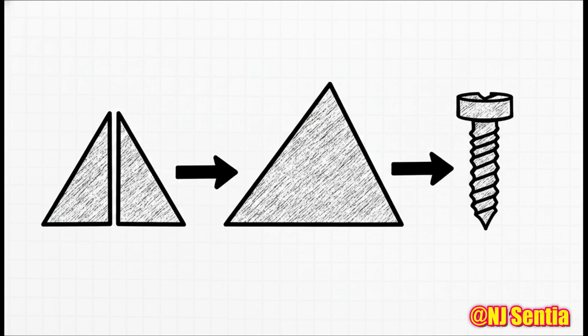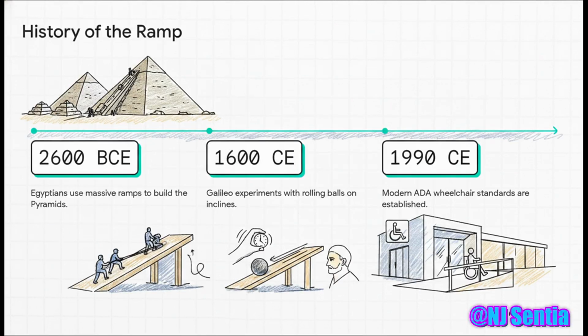A wedge is just 2 inclined planes placed back to back. And a screw? Well, that's simply an inclined plane wrapped helically around a cylinder. Watch how this idea scales through human history, from the ancient Egyptians using massive gently sloping ramps to haul multi-ton stone blocks up the pyramids of Giza, to Galileo in the 1600s using inclined planes to literally slow down gravity just enough so he could actually measure it. The ramp has been quietly central to human progress for millennia, straight through to modern civil engineering.